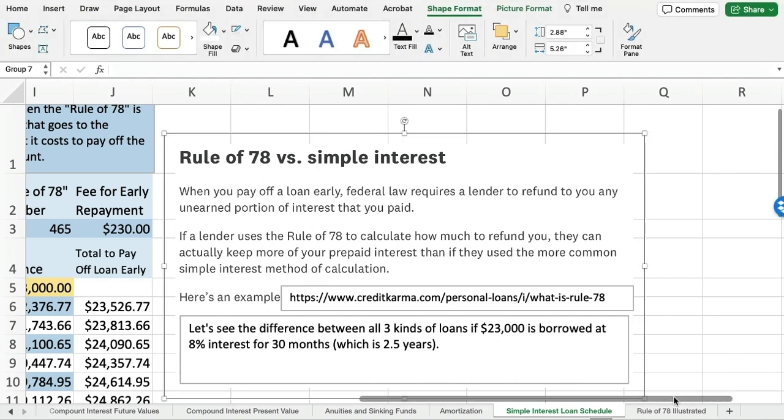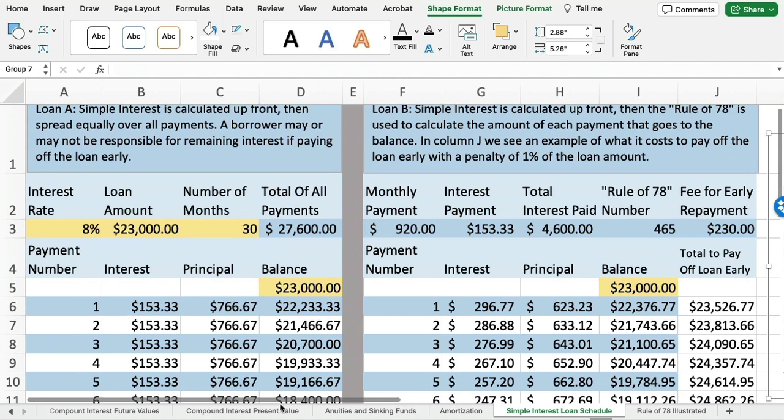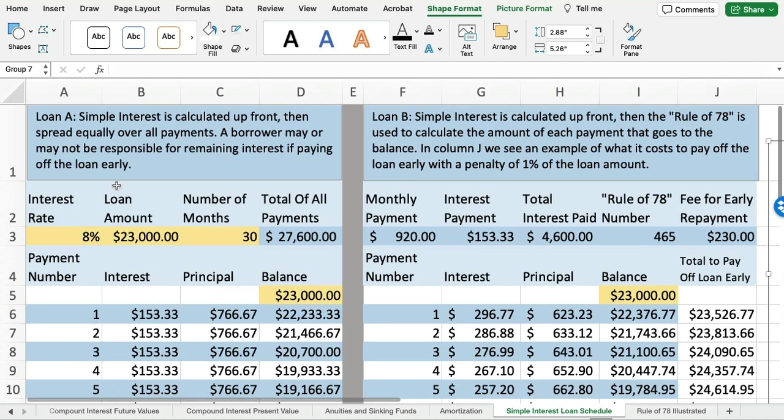But let's get our spreadsheet set up for comparing two different types of simple interest situations. Under loan A, you're going to be doing simple interest calculated up front and then spread equally over all payments. So that's going to be in columns A through D. Loan B, same loan amount, same number of months, same interest rate, but we're going to apply the Rule of 78 over in columns F through J.